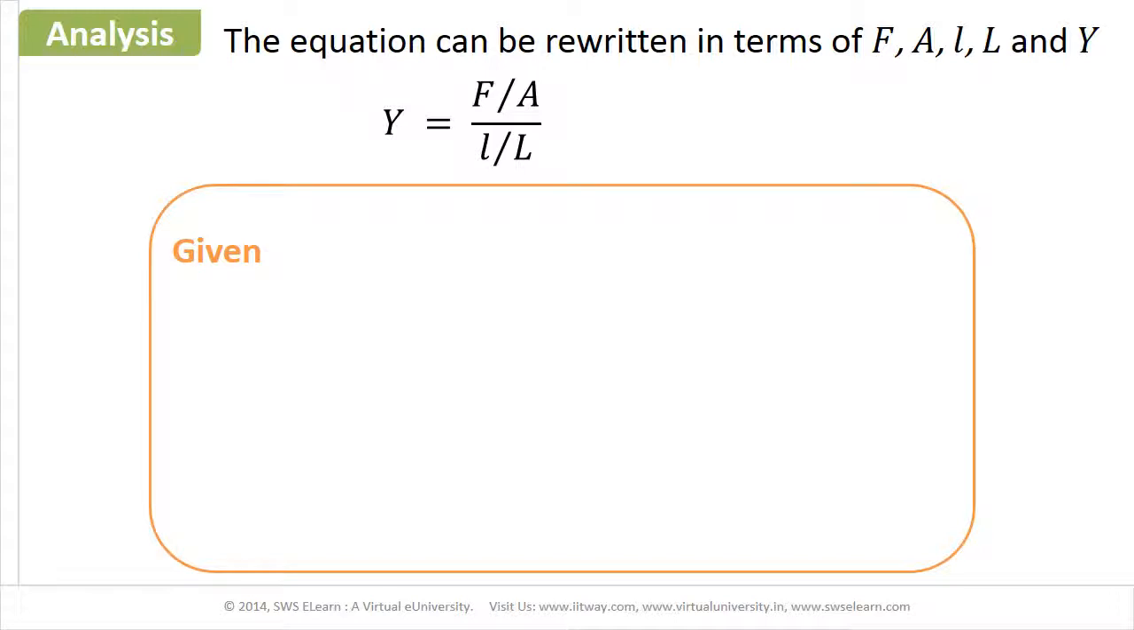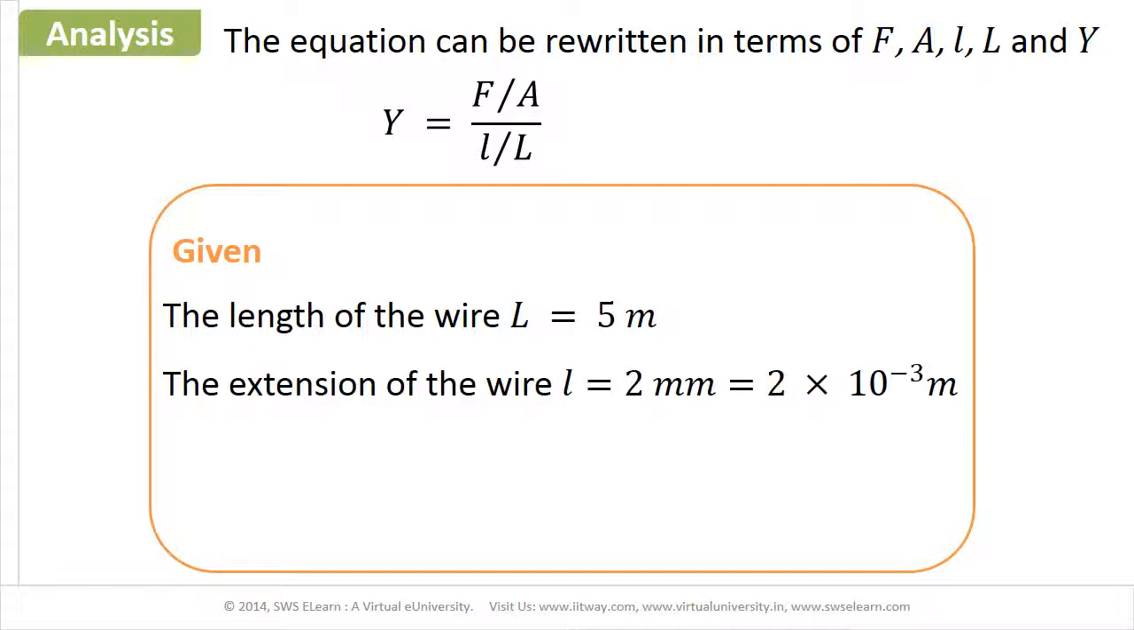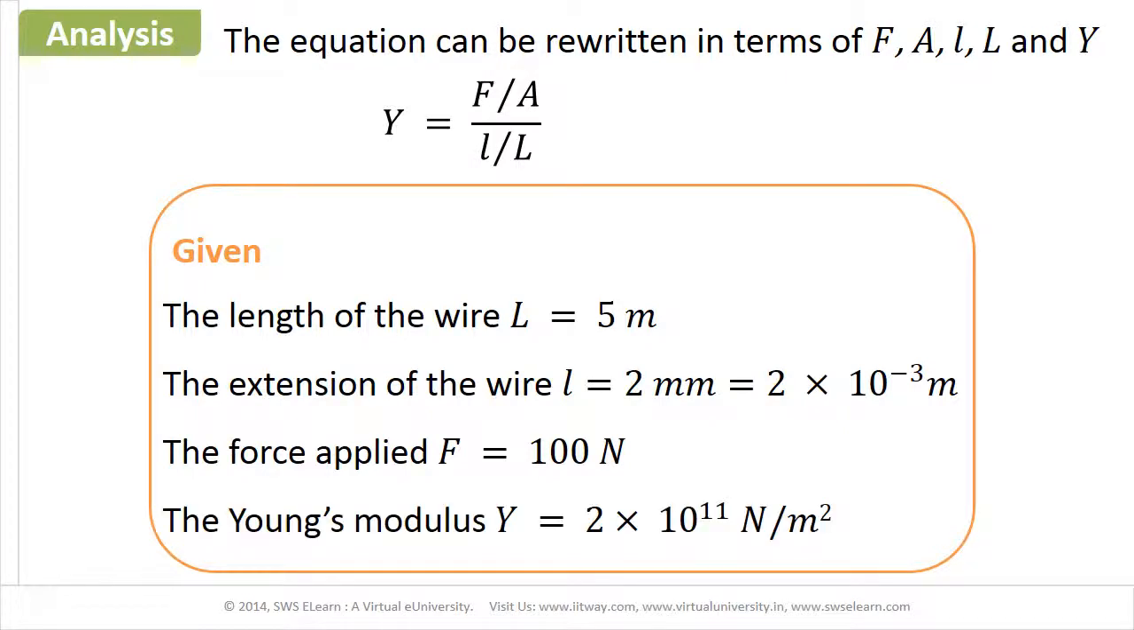The values given in the problem are the length of the wire capital L equal to 5 meter, the extension of the wire small l equal to 2 millimeter, that is equal to 2 into 10 raised to minus 3 meter, the force applied capital F equal to 100 Newton, and the Young's modulus Y equal to 2 into 10 raised to 11 Newton per meter square.